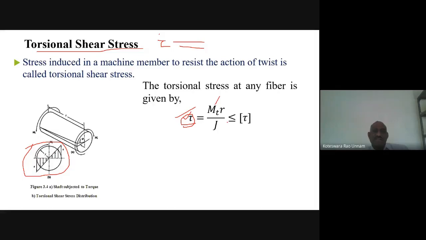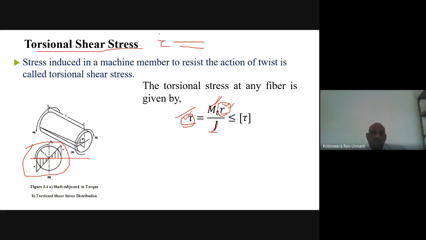So in that case, the expression of torsional shear stress is given by MT into r divided by J, where MT is the applied twisting moment, r is again the distance of the fiber from the neutral axis or from the centroid of the cross section. You need to measure this r. Then J is the polar moment of inertia.